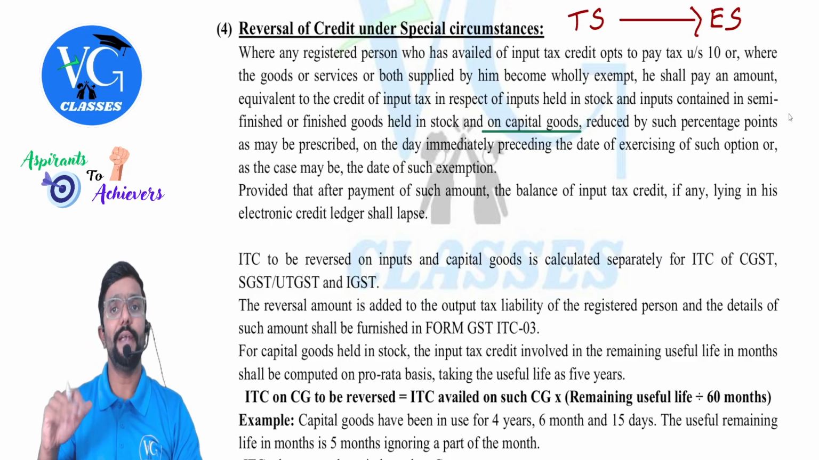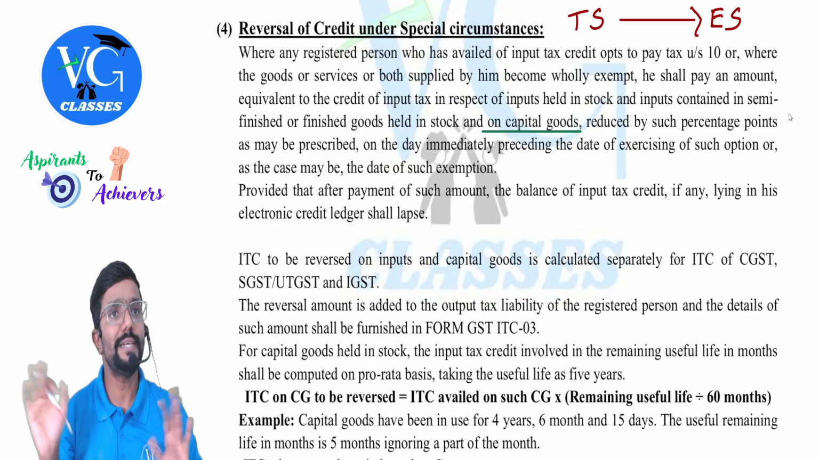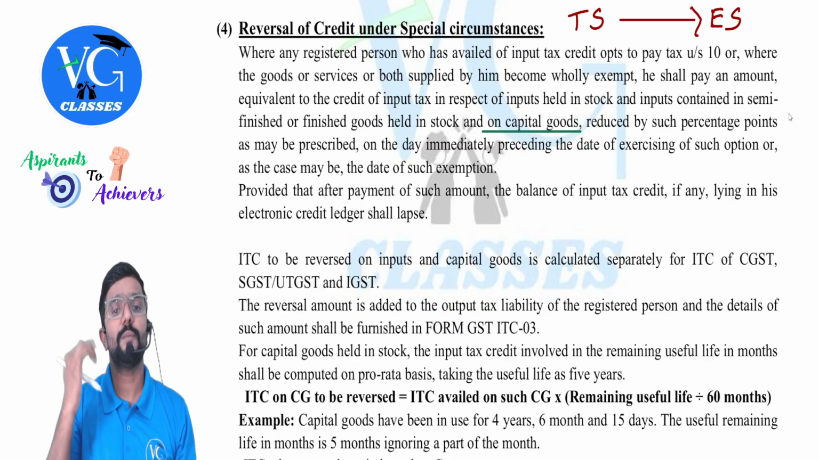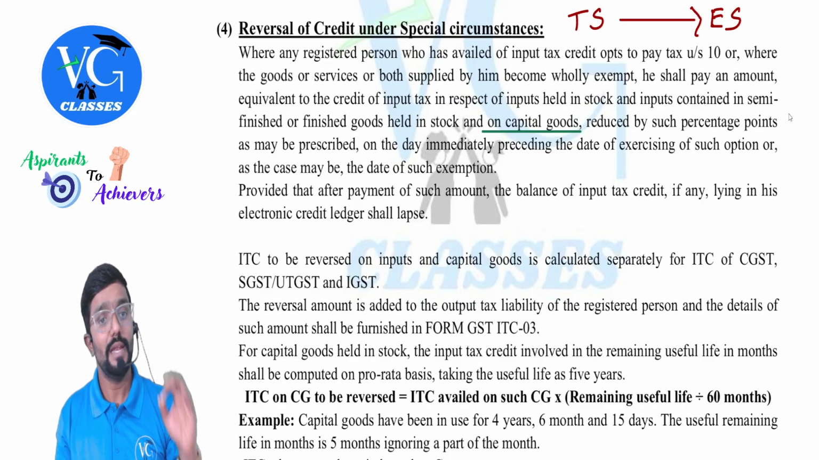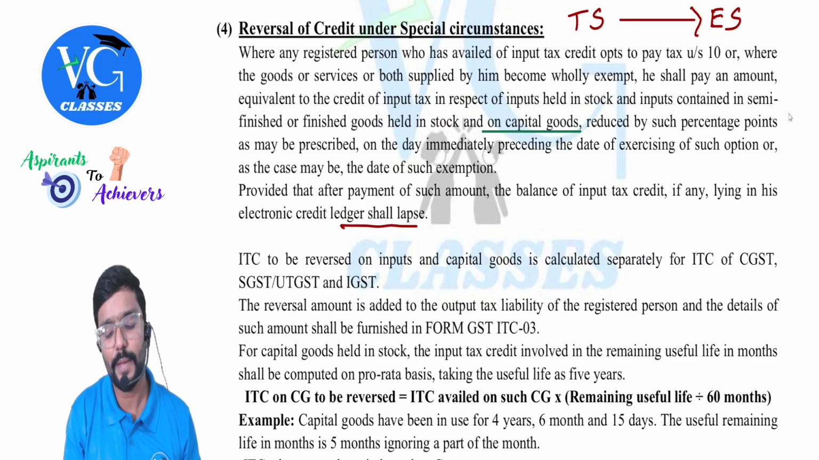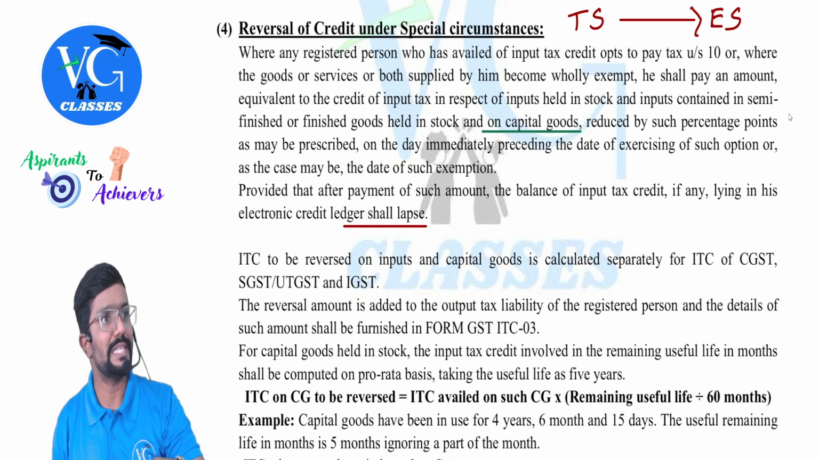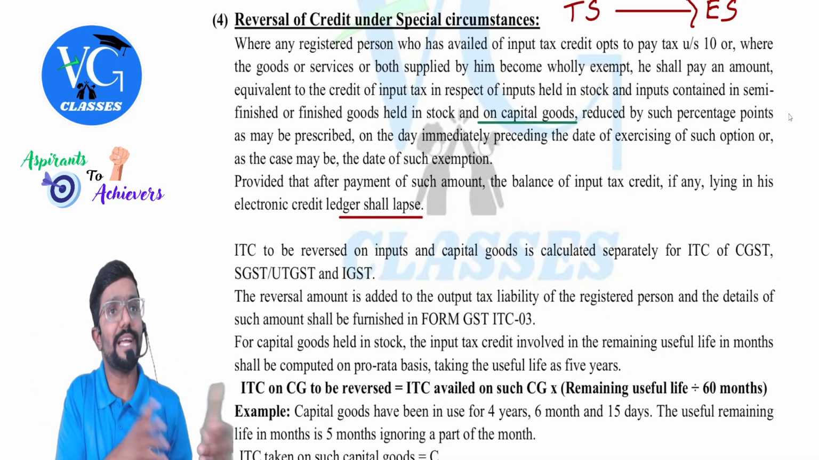Okay. Now, if already credit is claimed, what should we do, Gurumurthy? Reverse it. Sir, not yet claimed. It was there in credit ledger. Then, provided that after the payment of such amount, the balance of input tax credit, if any, lying in the electronic credit ledger shall lapse. Shall lapse means it becomes useless.